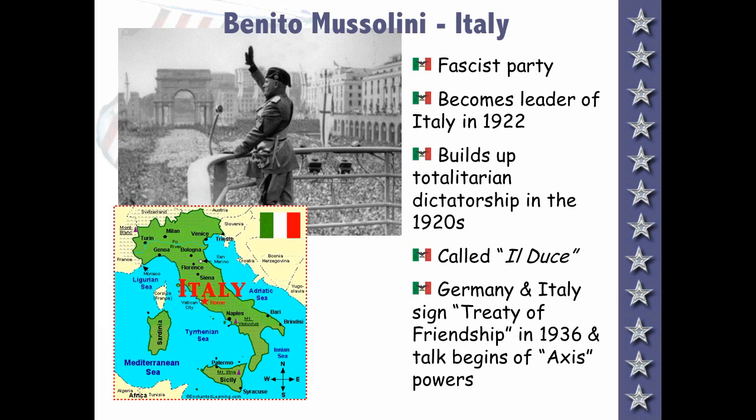We call them the Axis powers because if you can visualize a map of Europe and think about where Germany and Italy are, if you connect them, they make an axis, a straight up and down line through the middle of Europe.